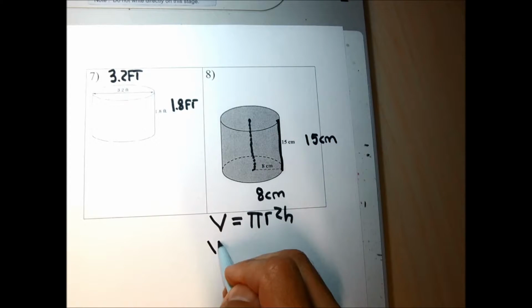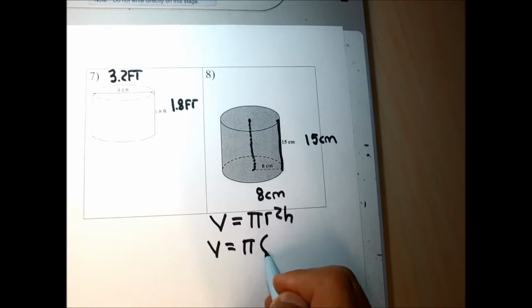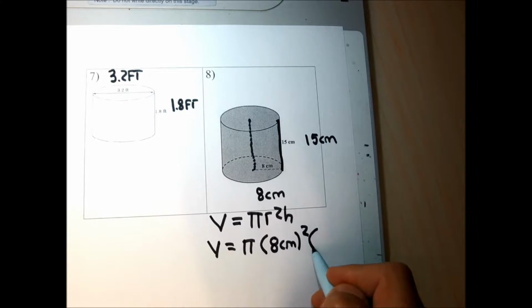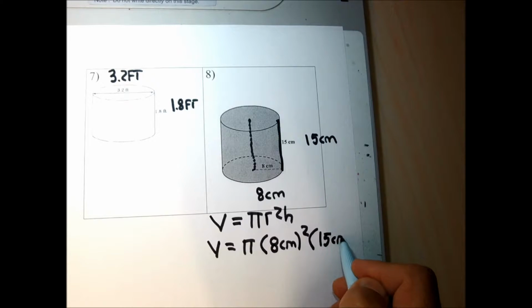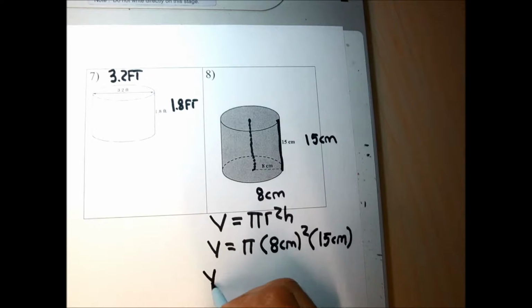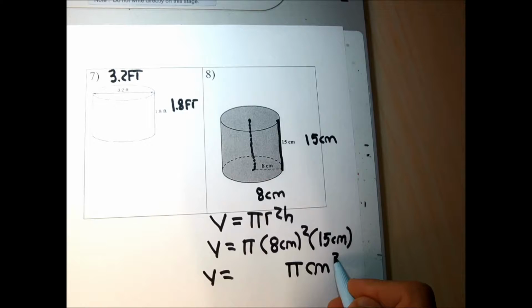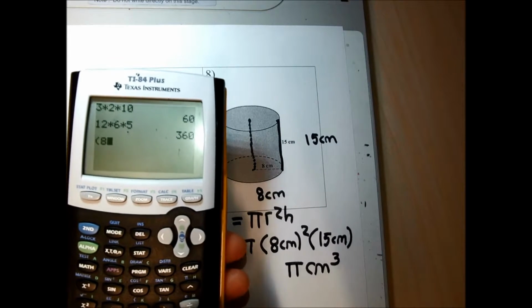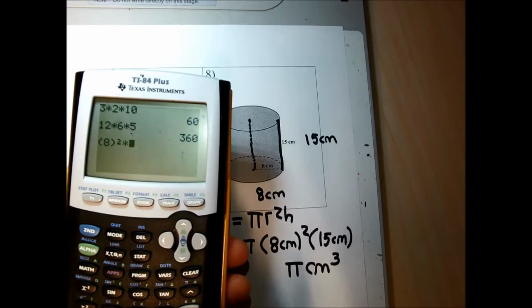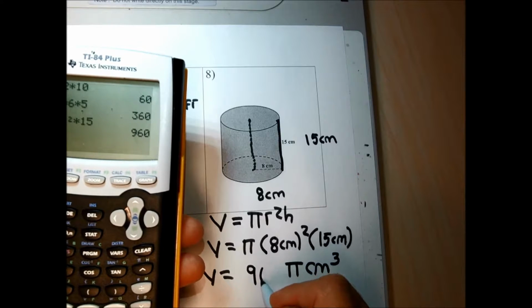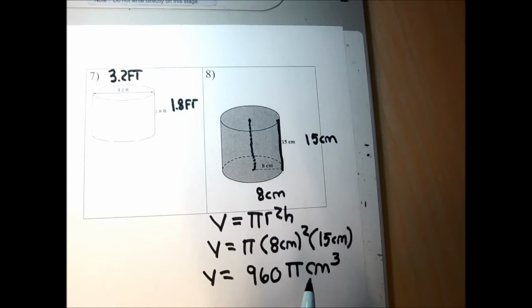So I'm going to write volume equals pi, and then I'm going to do 8 centimeters squared for the r squared, and then for my h it's going to be 15 centimeters. And then I'm just going to enter it like that, and in my answer I'm going to leave the pi. The units are going to be cubic centimeters, and then whatever 8 squared times 15 is going to go in for the rest of my answer. So 8 squared times 15, I get 960. That goes along with the pi cubic centimeters.